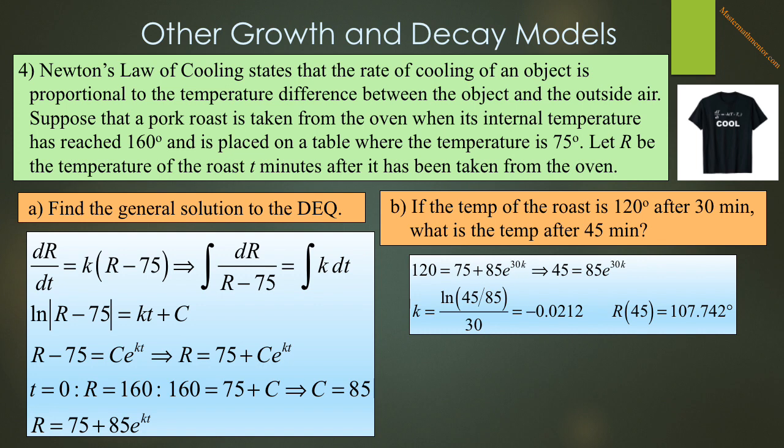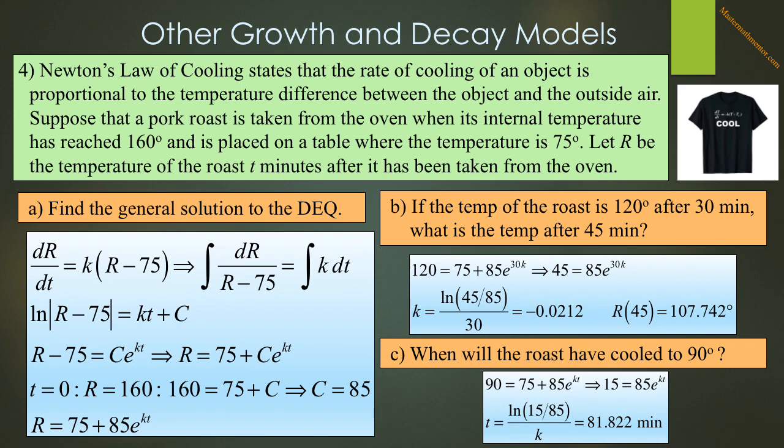If you are going to use this for calculations, I suggest that you store the value of k in memory on your calculator. We then find the value of R of 45, and we get 107.742 degrees.